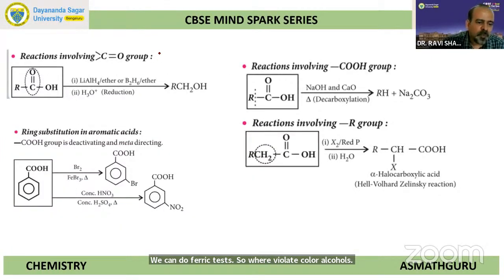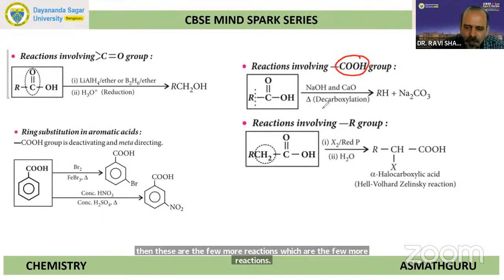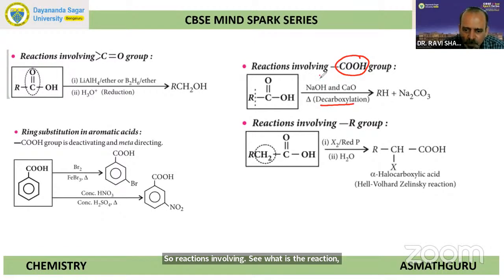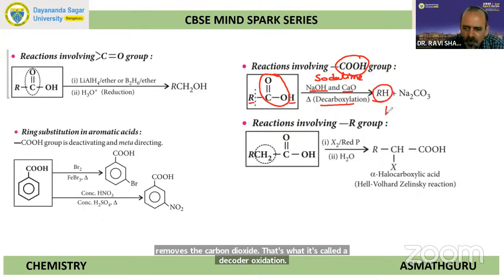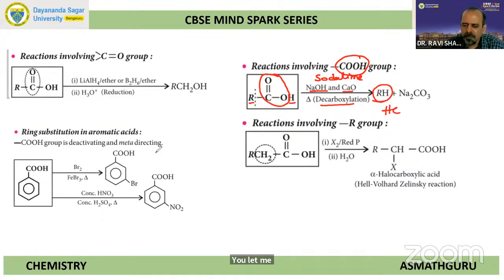And then these are a few more reactions. Reactions involving the COOH group. What is the reaction, sir? Decarboxylation. You have to use soda lime. What is soda lime? A mixture of NaOH and calcium oxide. It removes the carbon dioxide. That's what is called decarboxylation. You are left with RH. RH is called, sir, a hydrocarbon. So removal of CO2 is called decarboxylation.